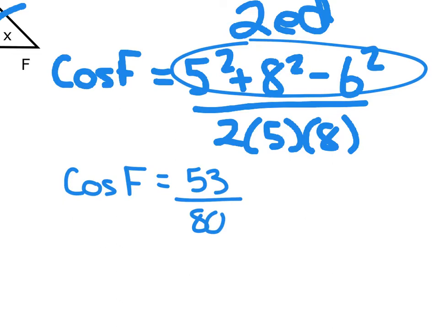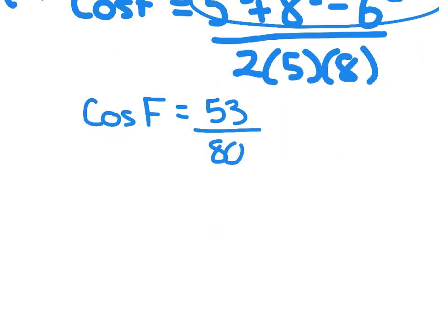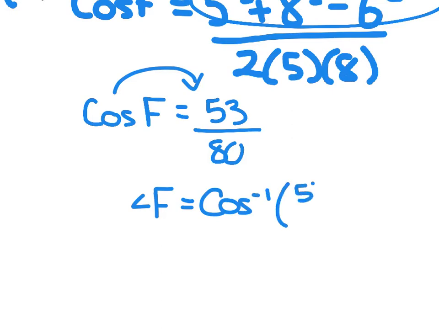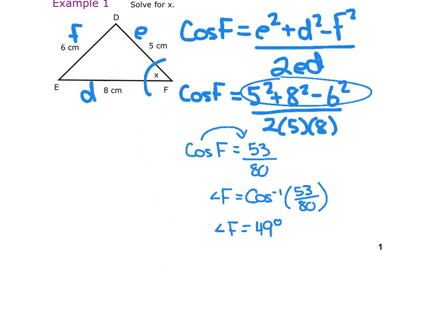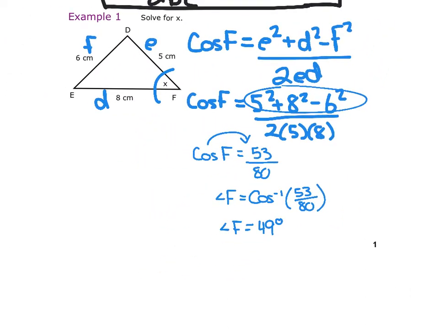And leave it in that fraction form for when you go to solve, because now we're going to solve for angle F by moving over cos. And when we move over cos, it becomes cos inverse times 53 over 80. Then our angle F is equal to 49 degrees. So we found out that angle F is equal to 49 degrees.